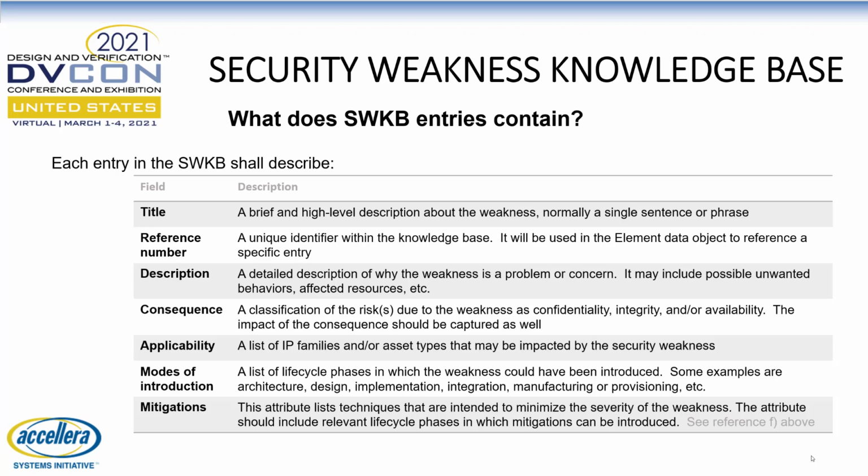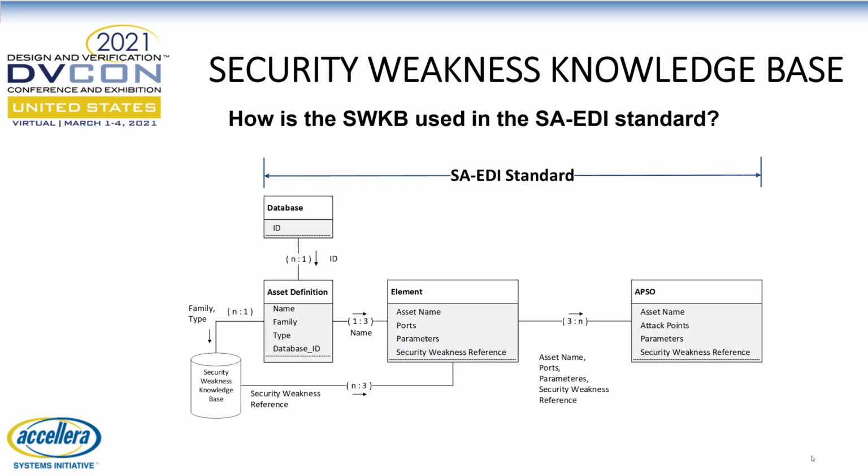So what does an entry in the SWKB contain? Each entry shall describe a title, a unique identifier, a reference number, description, consequences, applicability, modes of introduction, and mitigations. So how is the SWKB used in the SA-EDI standard? APIs are defined to allow for software queries in order to aid in automation of the SA-EDI steps.